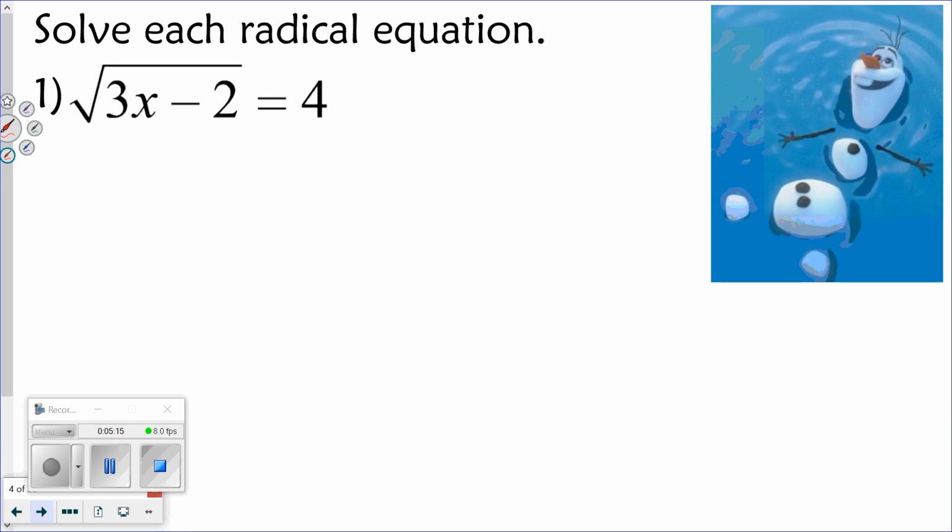Okay. So number 1, solve each radical equation. The square root of 3x minus 2 equals 4. Is the radical by itself? Yep. Right now the index is a 2, so the opposite of a square root is to square it. If I square one side, I have to square the other side, right? We got to be fair, got to keep it balanced. So what does the square and the radical do to each other? They cancel out. So all I have left over here then is 3x minus 2, right? Because those canceled out. And then 4 squared is 16.